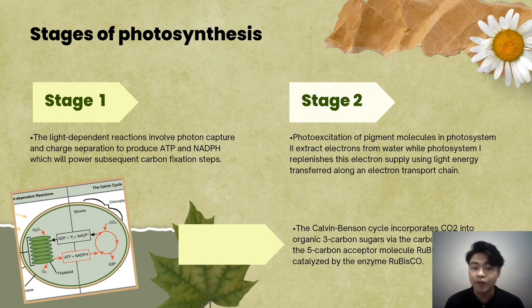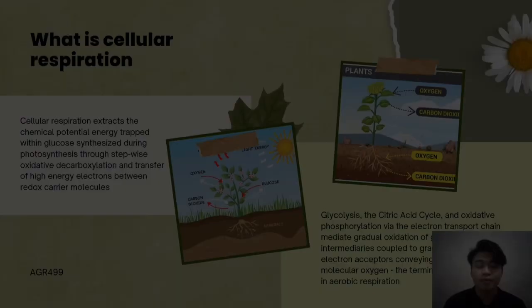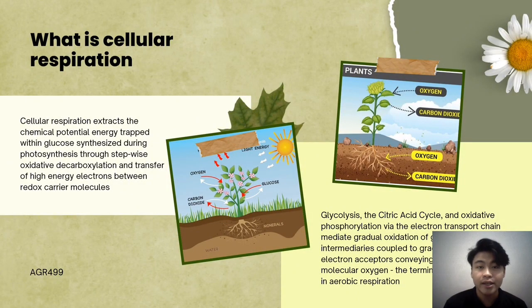Next, the Calvin-Benson cycle incorporates CO2 into an organic three-carbon sugar via the carboxylation of the 5-carbon acceptor molecule RuBP, which is catalyzed by the enzyme RuBisCO. What is cellular respiration?